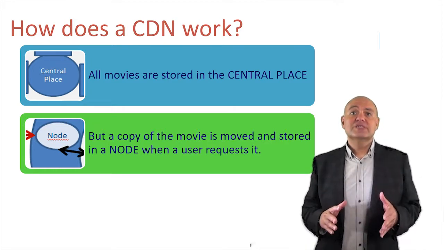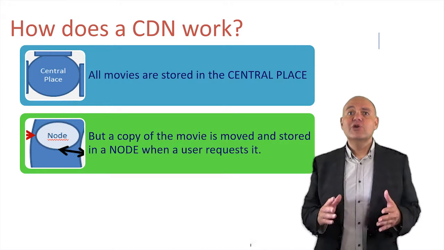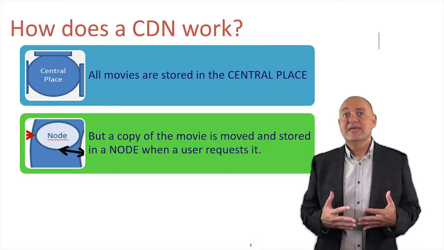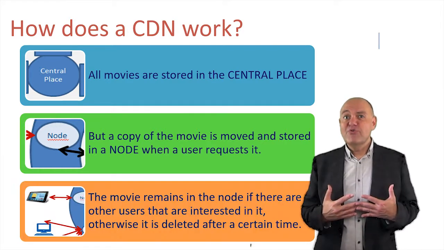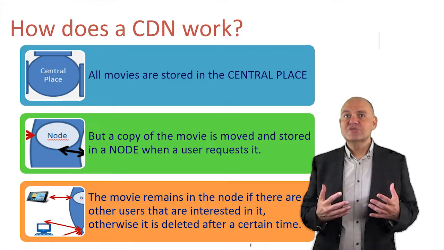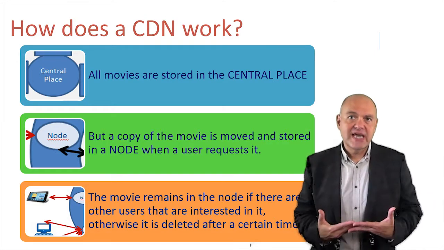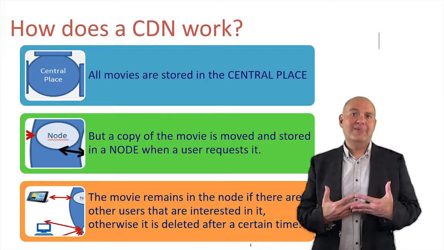The network resources saving effect is achieved when a lot of users are retrieving the movie from the same node. That's why most popular movies are placed into nodes near users, while less demanded contents are left in the central place.